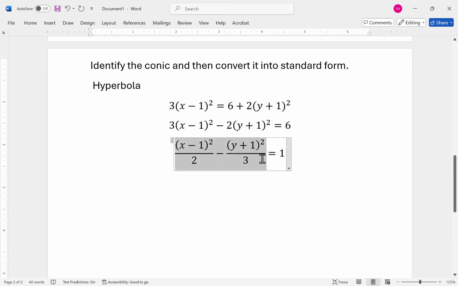Now that I have this hyperbola, if I wanted to, I could find all of the features. I could find the center, the two vertices, the two foci. I could find the asymptotes. I could find the eccentricity. I could find the length of the transverse axis, the length of the conjugate axis, all of those features that we try to find with a hyperbola. I'm not going to do that in this example because it didn't ask me to do that in this example, but you could.